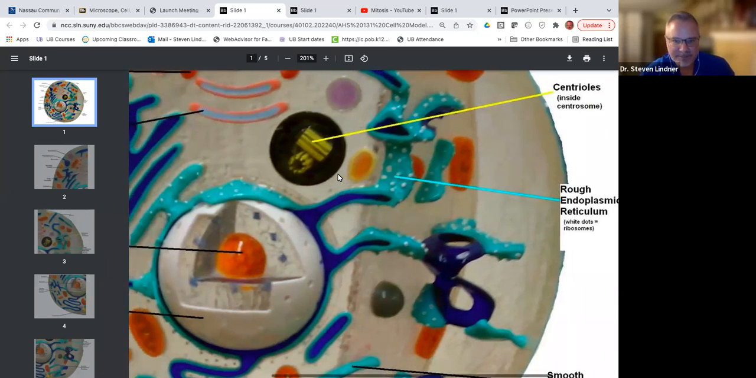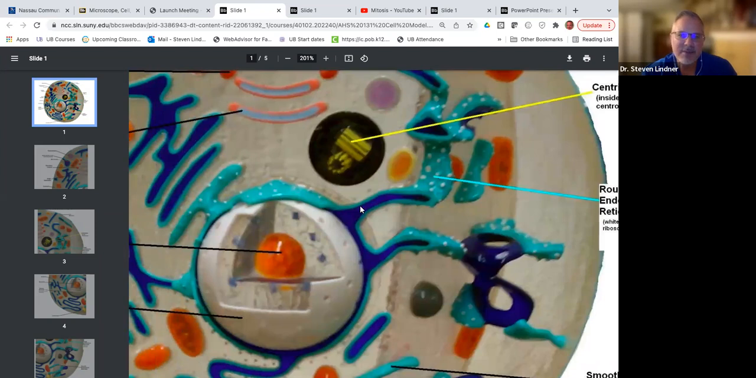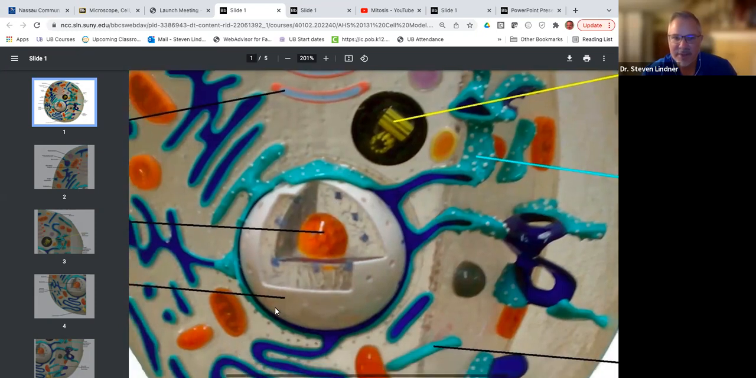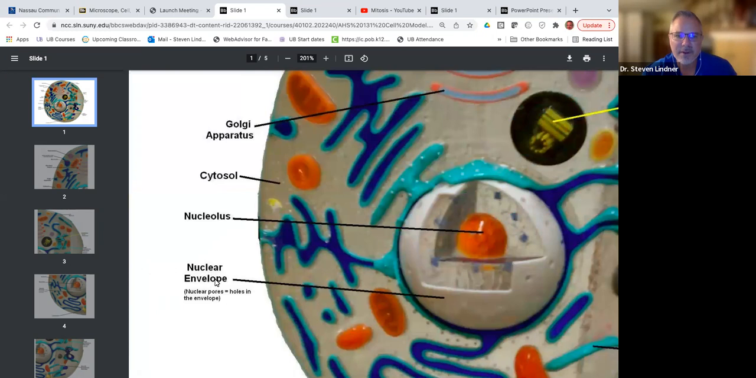And we can see in the other video, it said that the rough endoplasmic reticulum was an extension, or continuous, with the nuclear envelope. So the white structure here is the nuclear envelope that contains the nuclear pores. Deep to the nuclear envelope is this translucent clear section called the nucleus. And deep to the nucleus, that orange pit, is the nucleolus.